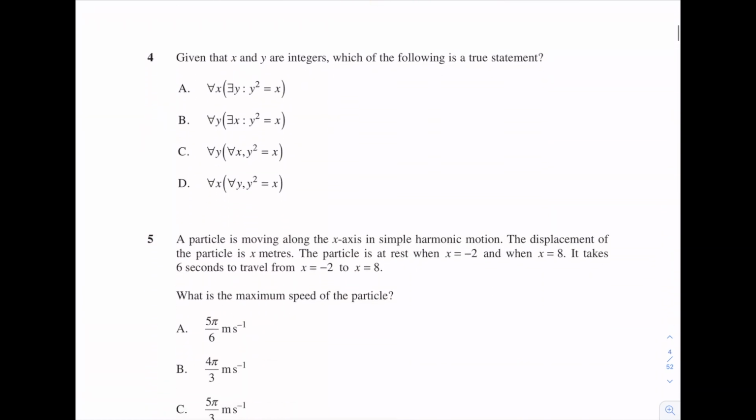All right, this looks interesting. Given that x and y are integers, which of the following is a true statement?